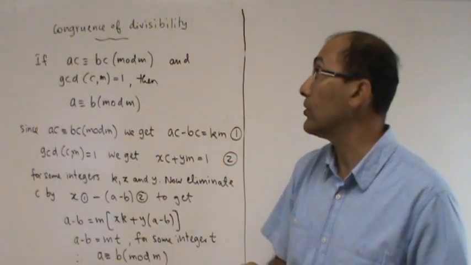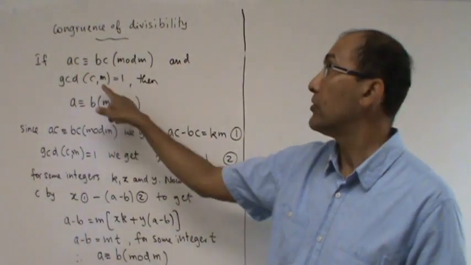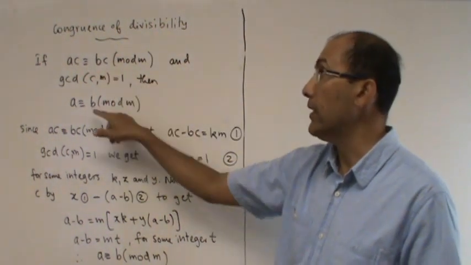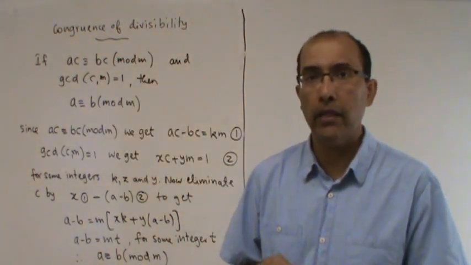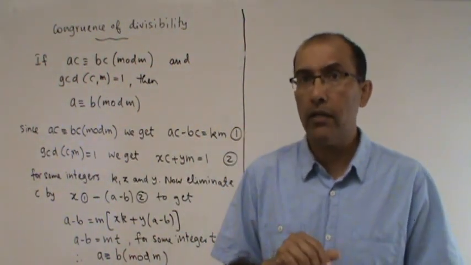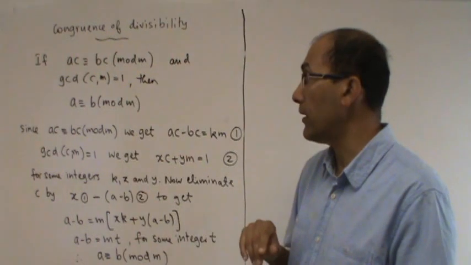C congruent modulo M and gcd(C, M) equals 1. Now I can divide that C and get a connection between A and B. So there are some criteria, some conditions before you can divide two congruences. So it's a little different.